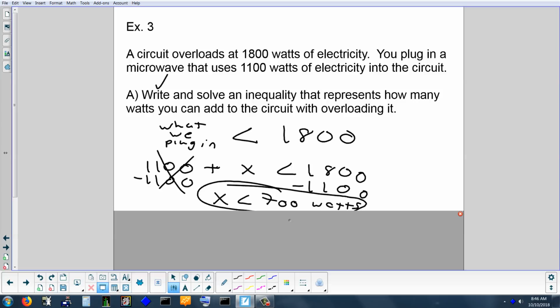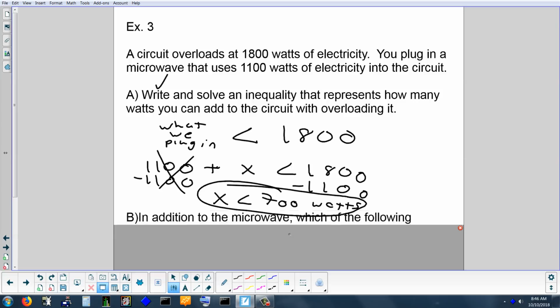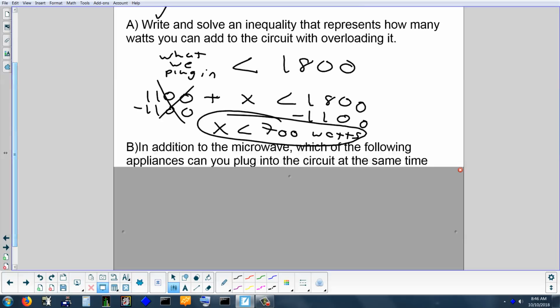Okay, again, the point there is not so much figuring out what the watts are. I think everybody knew it was 700, but coming up with an inequality. Okay, that's what we want you to come up with.